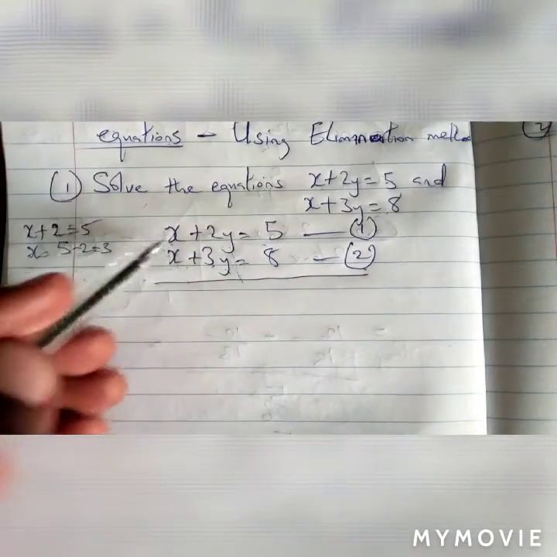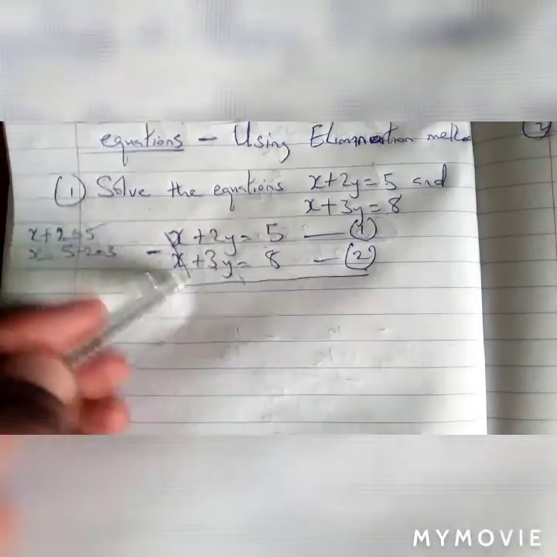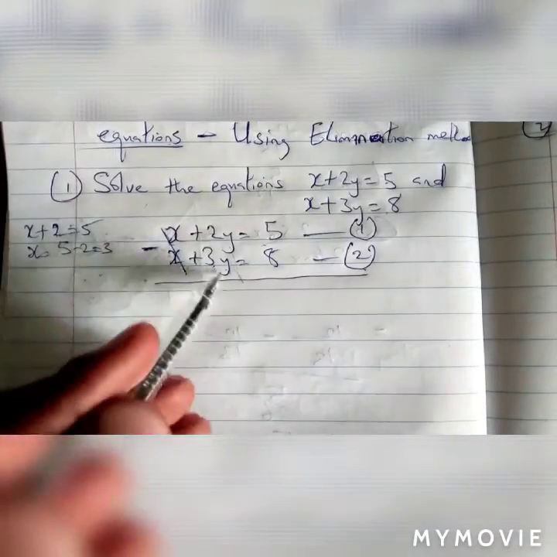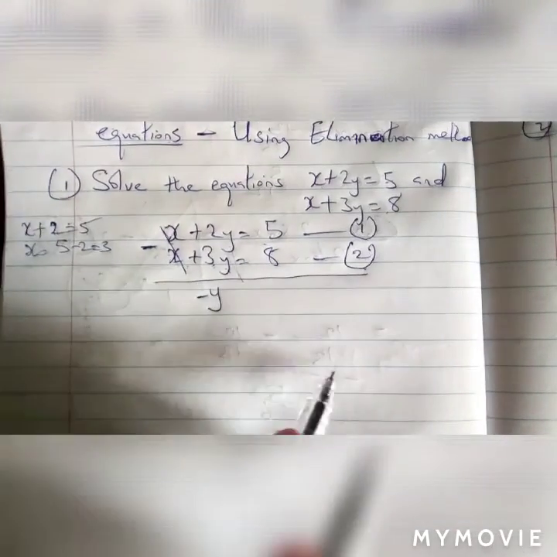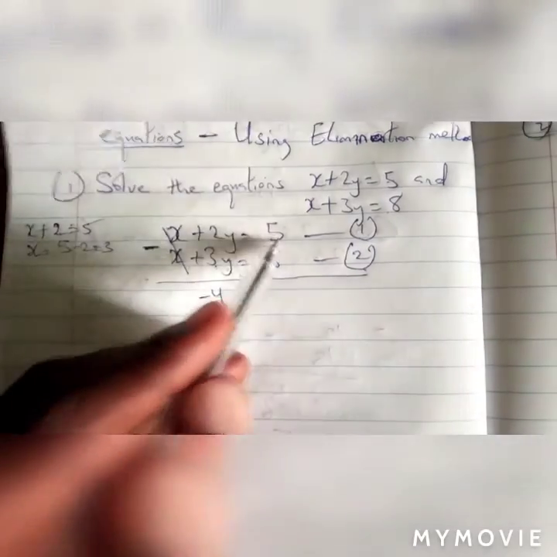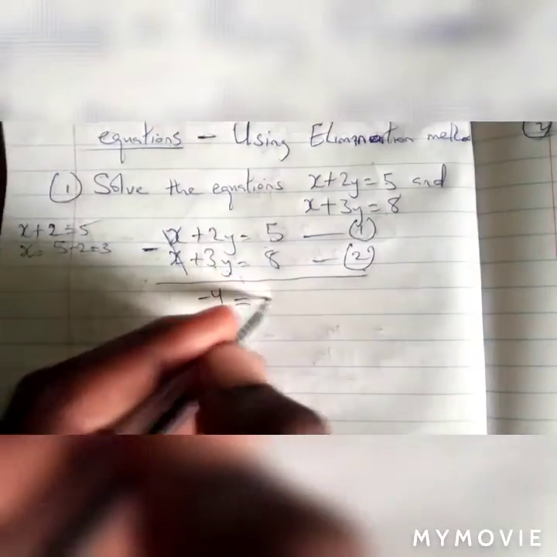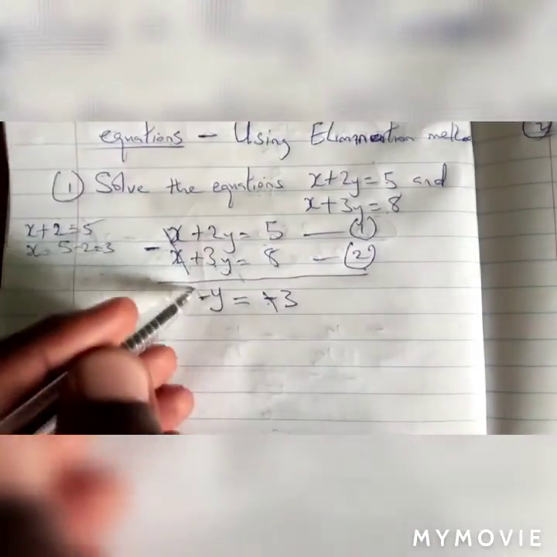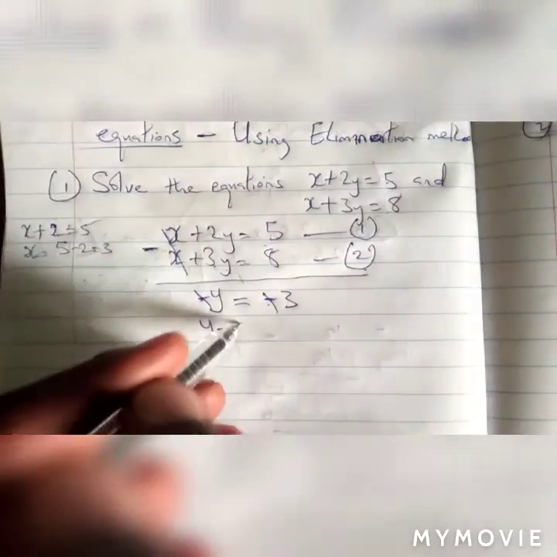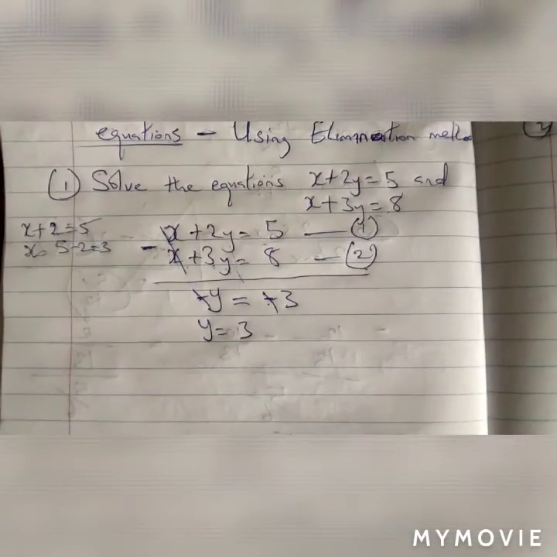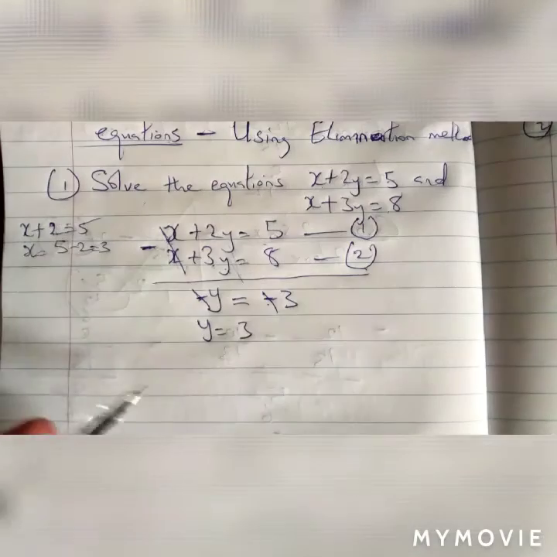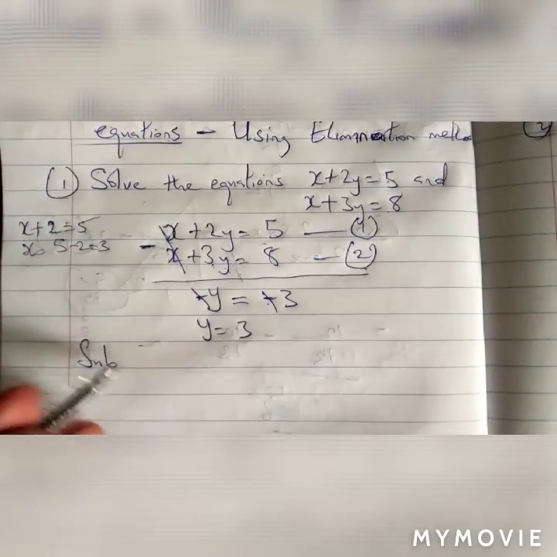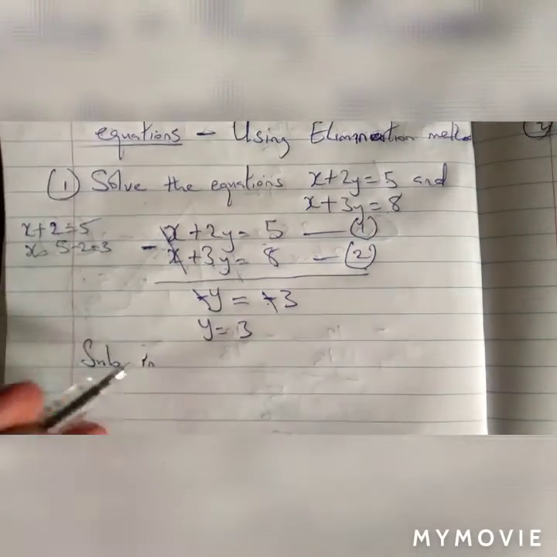When I subtract, we have x minus x is 0, so this is out. Now, 2y minus 3y is going to give me minus y, which equals 5 minus 8, which gives me minus 3. Interesting. Now, the minus can go out, so that we have y equals 3. Right. Since we've gotten y to be 3, we can substitute it in any of the equations. So, substitute in equation 1.